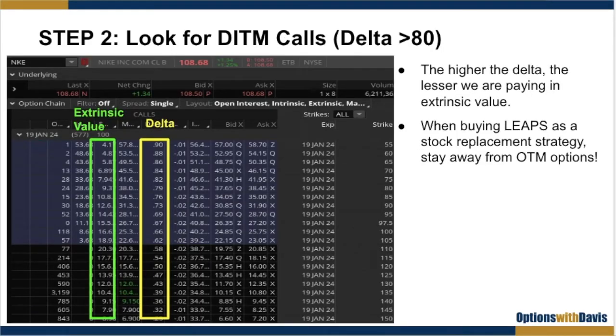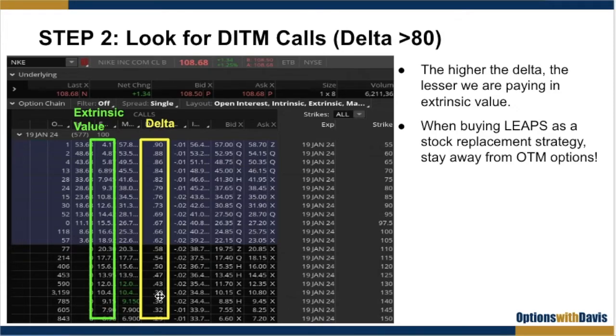Right, step number 2, what I'll do is I will look for deep in the money calls, which is where the delta is more than 80. And the reason is that the higher the delta, the less we are paying in terms of extrinsic value. So you can see down here, this is the extrinsic value column, and this is the delta. The higher the delta, the less you are paying in extrinsic value, and it increases as you get to at the money, and it starts tapering off as it goes out of the money, because at this point all you're doing is paying for hope.